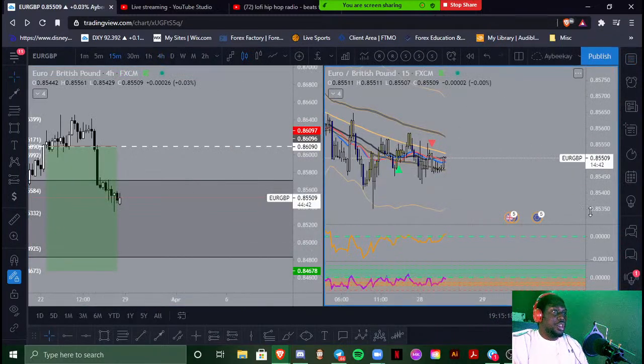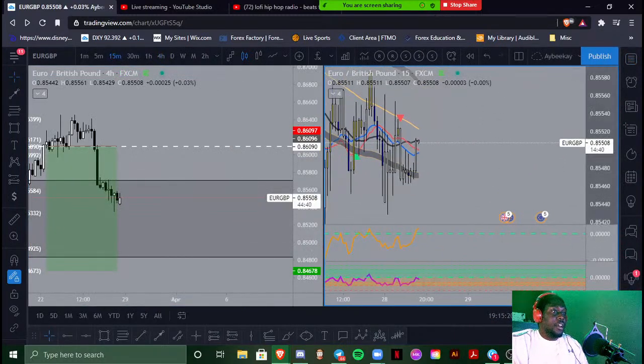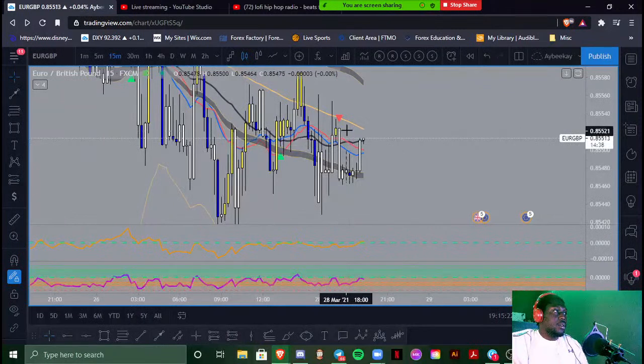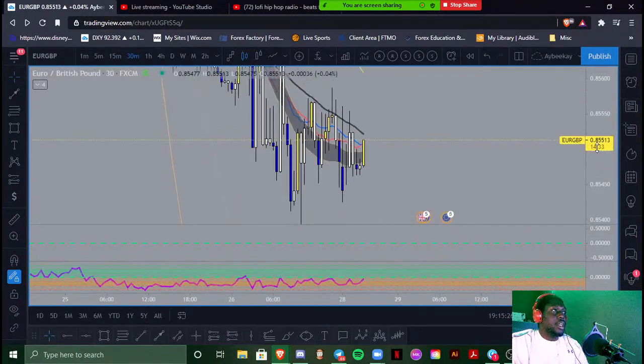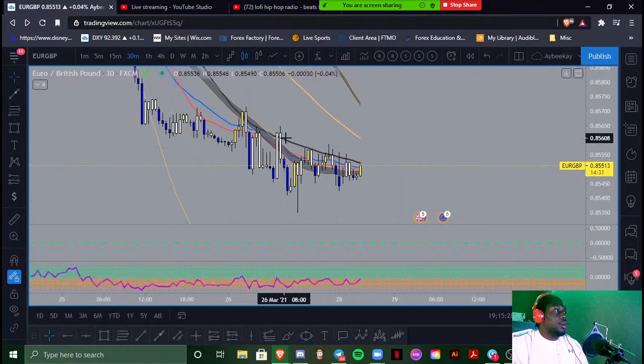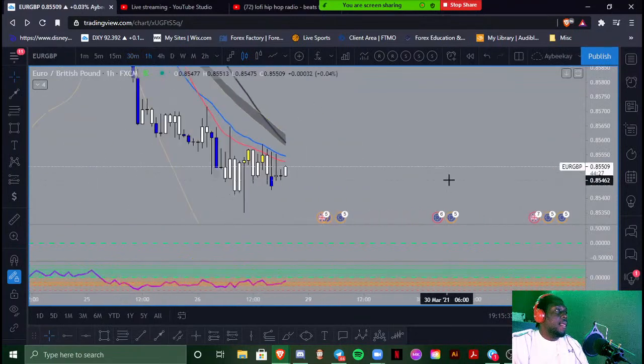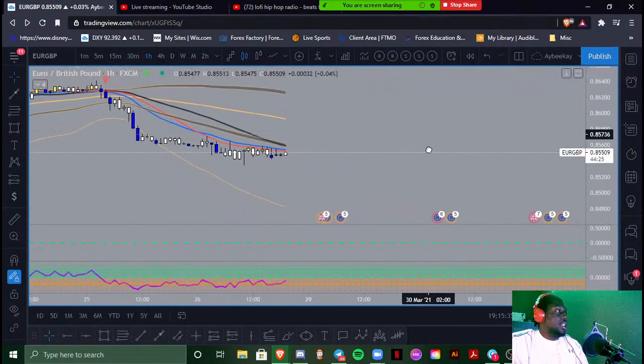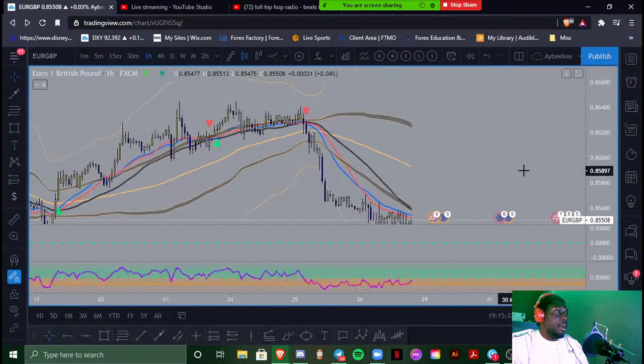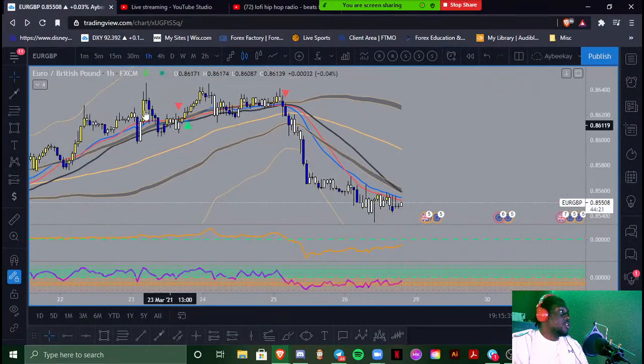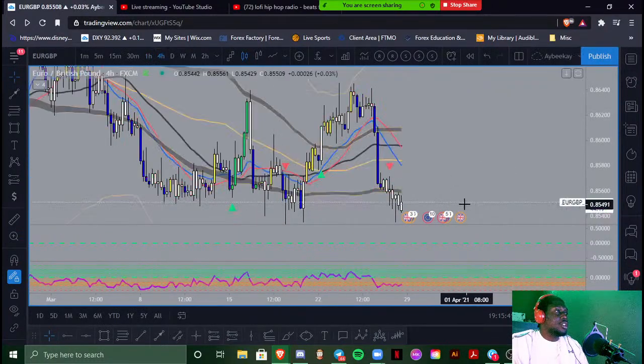Arbitrage. Euro GBP, 15-minute time frame. Called for a sell. I don't know how. I wouldn't trade that personally right now. 30-minute time frame, been holding under this. It could break and retest and push to the upside. 1 hour time frame, it looks like it might be setting up for a buy. I might be calling buys later on tonight on the Euro GBP pairs.